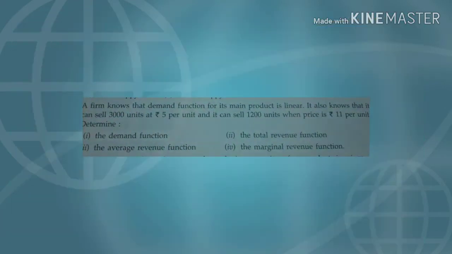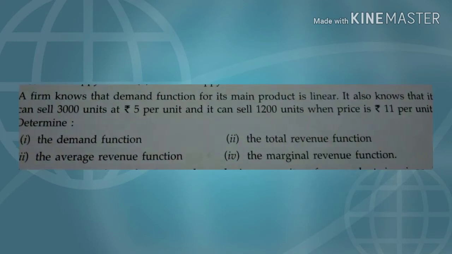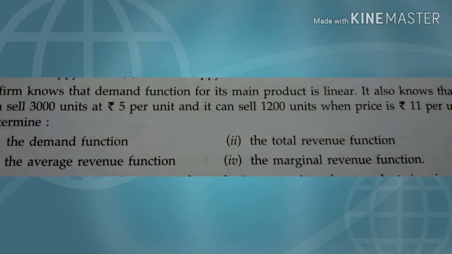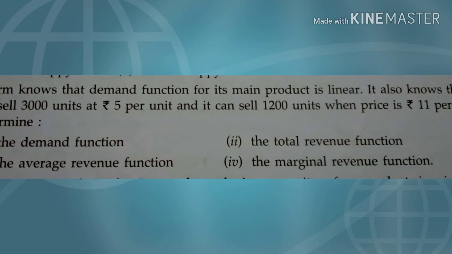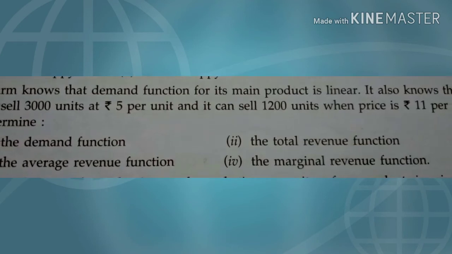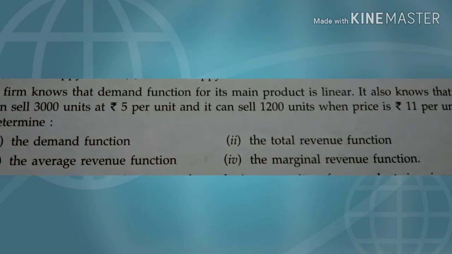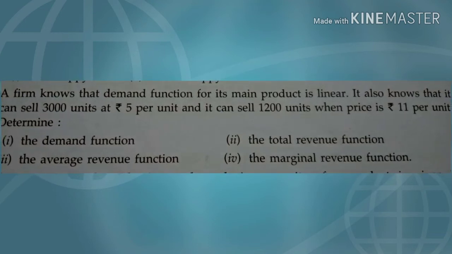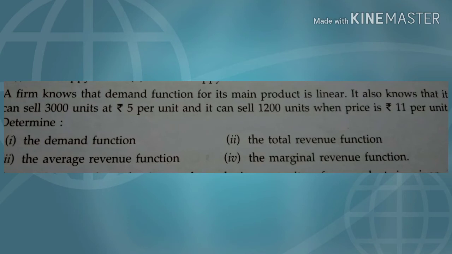A firm knows that demand function for its main product is linear. It also knows that it can sell 3000 units at rupees 5 per unit, and it can sell 1200 units when price is rupees 11 per unit. We have to determine the demand function, the total revenue function, the average revenue function, and the marginal revenue function.